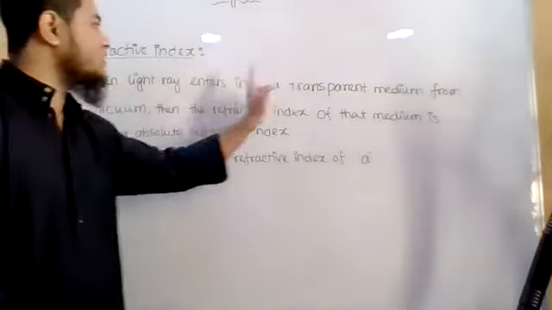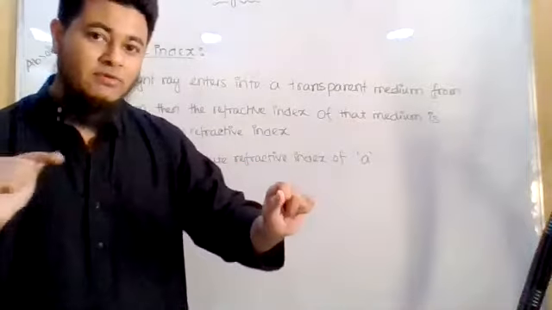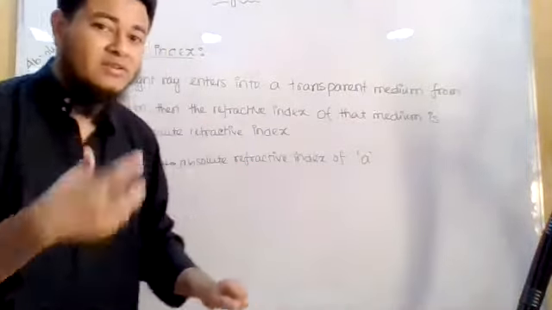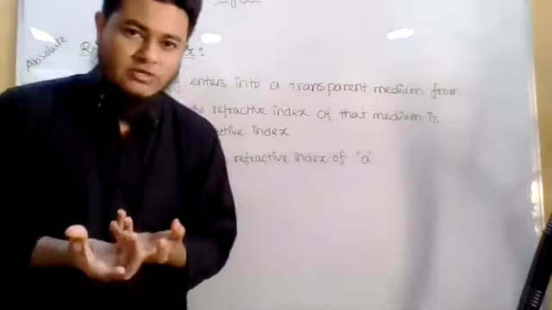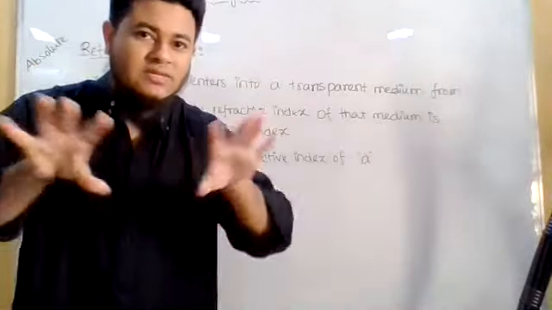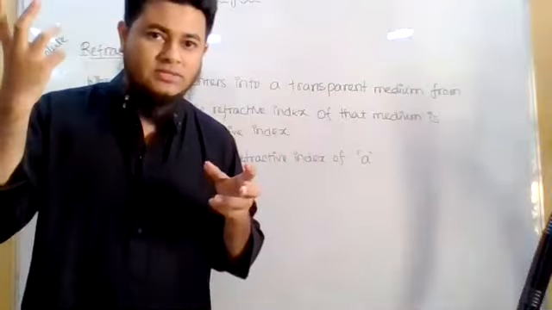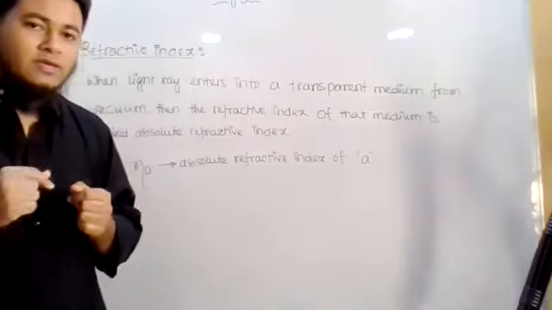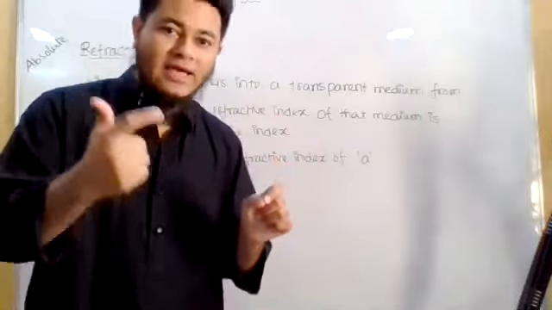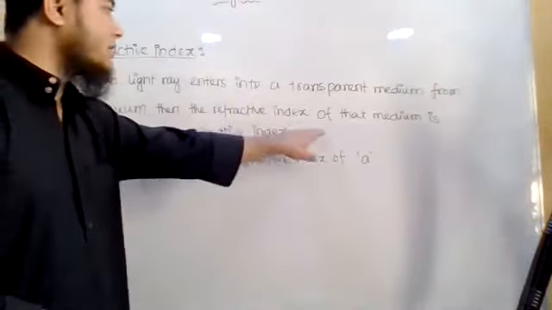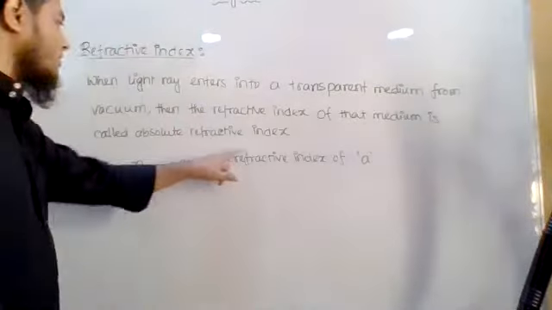When a light ray enters into a transparent medium, definitely it is coming from another medium, right? But what if it is coming from vacuum? Now we know what vacuum is, right? Vacuum means there is nothing, no air, no water, nothing, like space. So when a light ray is entering into a medium from vacuum, then the refractive index that we get is called the absolute refractive index of that medium.